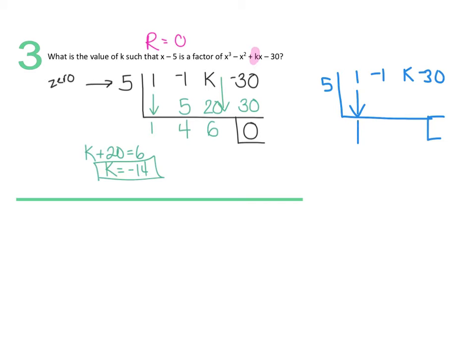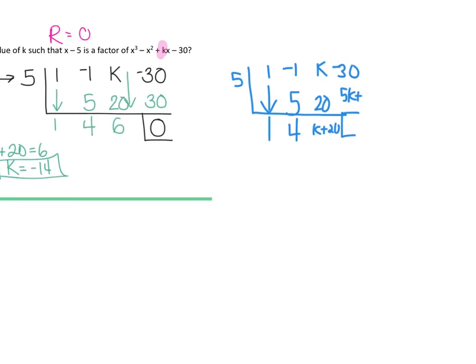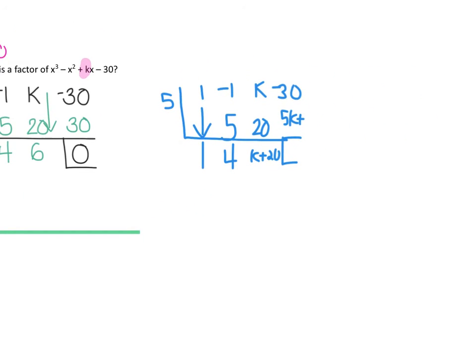Excuse me, no you wouldn't. You'd get 1, then you'd multiply to get 5, add to get 4, multiply to get 20, and right here you'd have k plus 20. And then you do 5 times k plus 20, and that would be 5k plus 100. And then we would add vertically: negative 30 plus 5k plus 100 would be 5k plus 70.